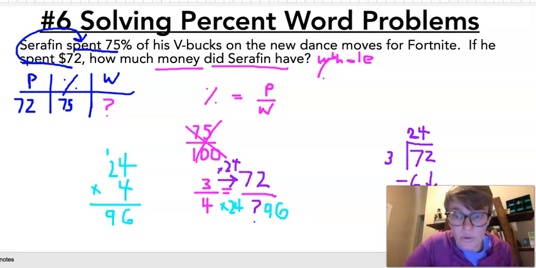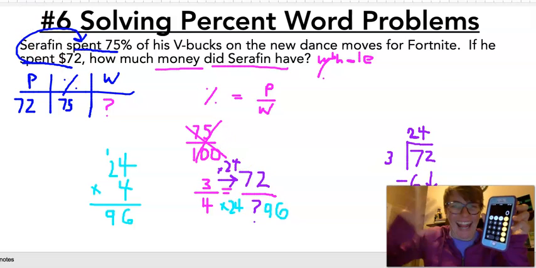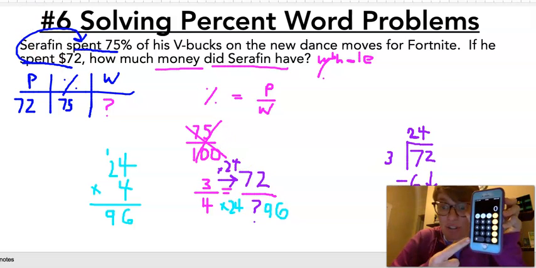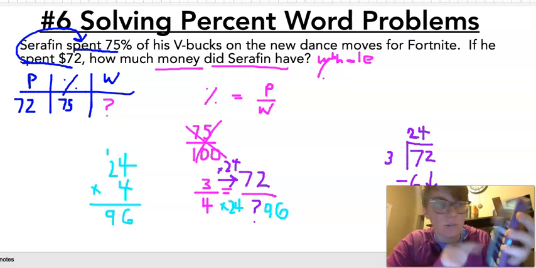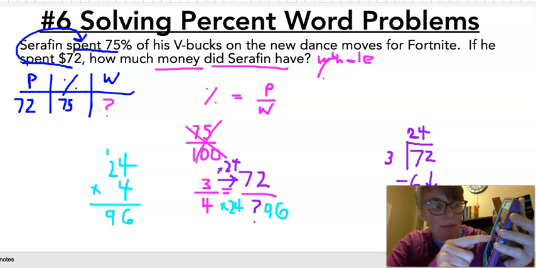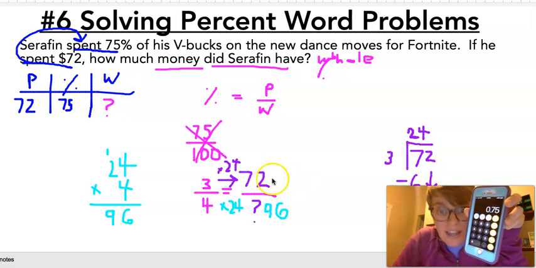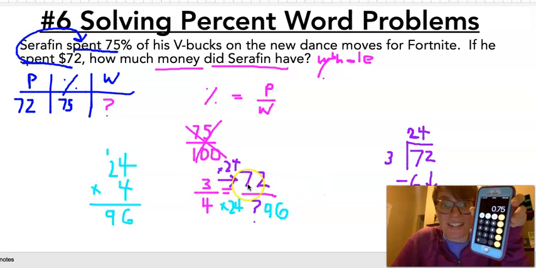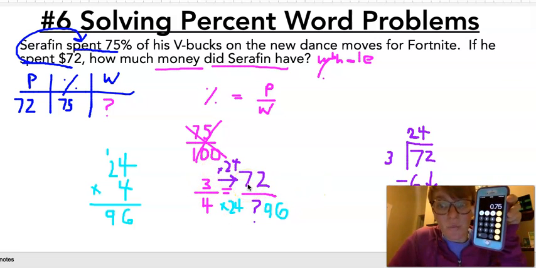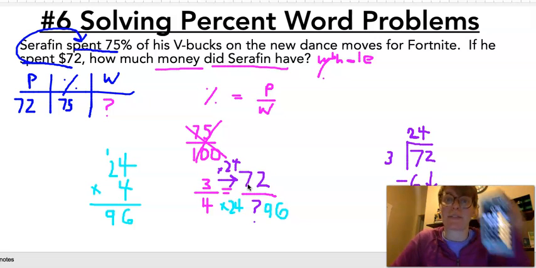Now, something really cool that we can show you with our calculator is we can actually, where is my calculator? It's not doing it for me. Hi guys, I was trying to show you my computer, I'll just do it on my phone. If you do 72, which is the part, and you divide it by 96, you notice you get 0.75. So this is the same thing as 75% over here. Pretty cool that you can see that with the math. So our correct answer was $96. That's how much money Seraphine had in all.